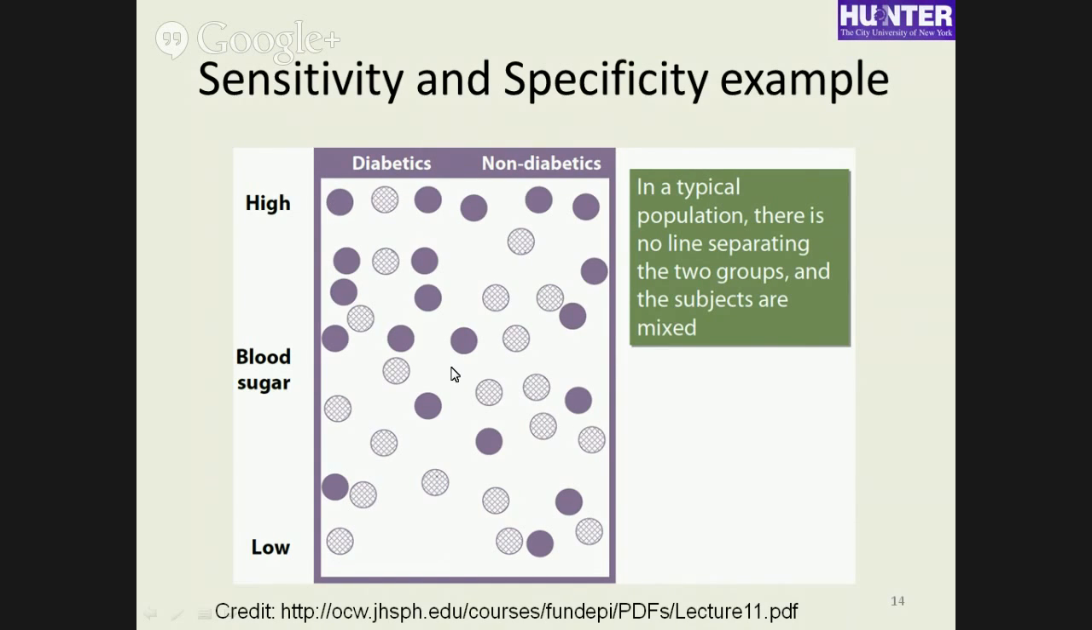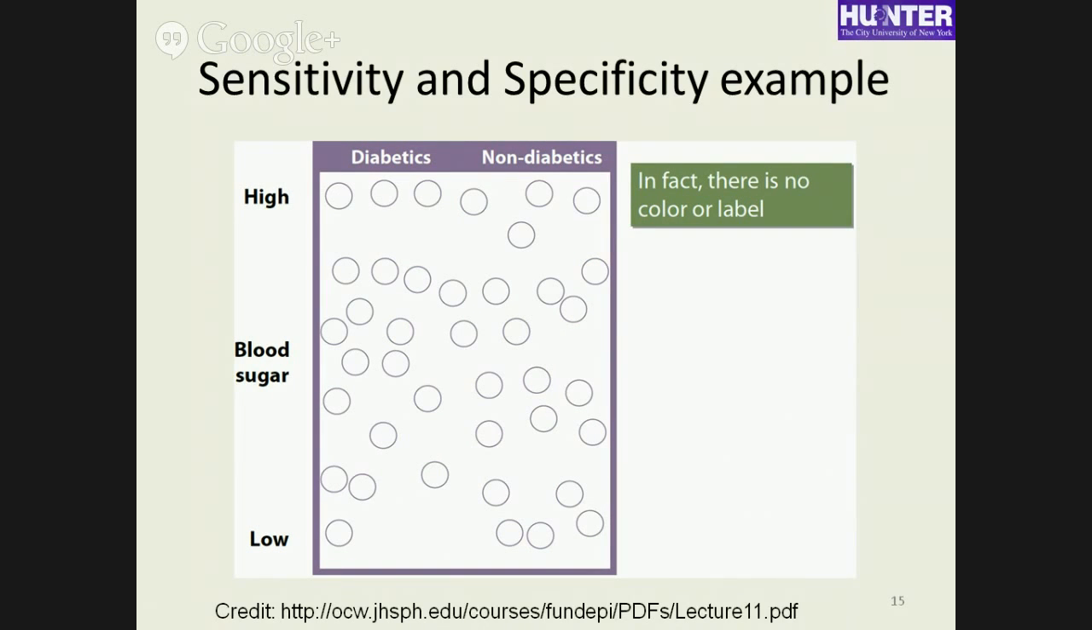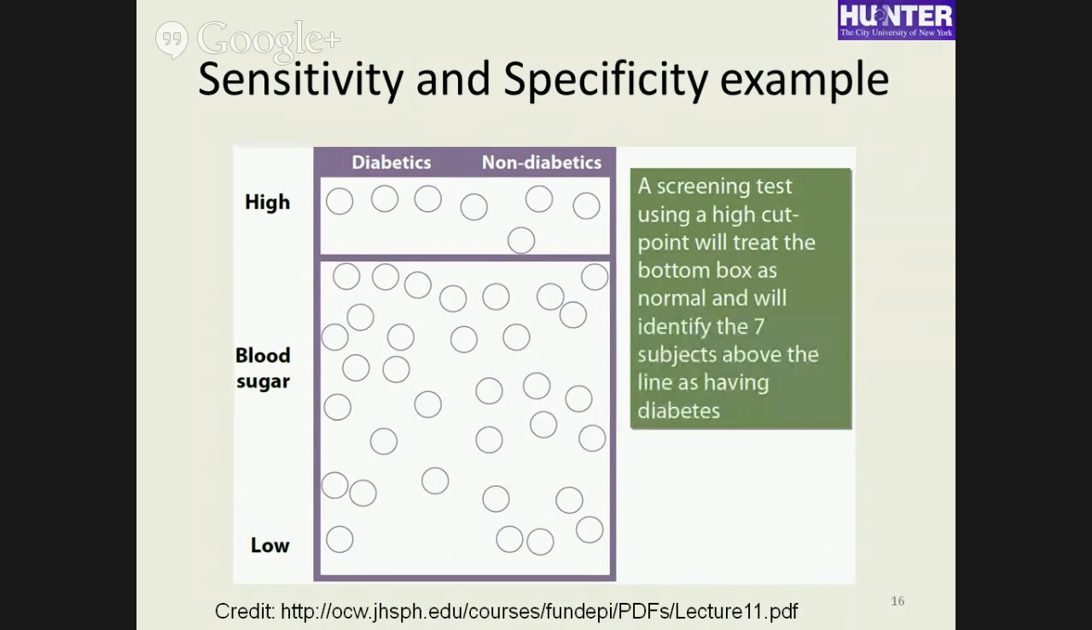Only in a trial where we've done the gold standard would we actually know who really has diabetes and who does not. And of course, there's no color and no label either. All we have is this threshold for the test that we have set previously based on some clinical trial. And then as new patients come in, if their test comes out above that threshold, it's a positive test. If it comes out below the threshold, it's a negative test. We no longer have the answer.